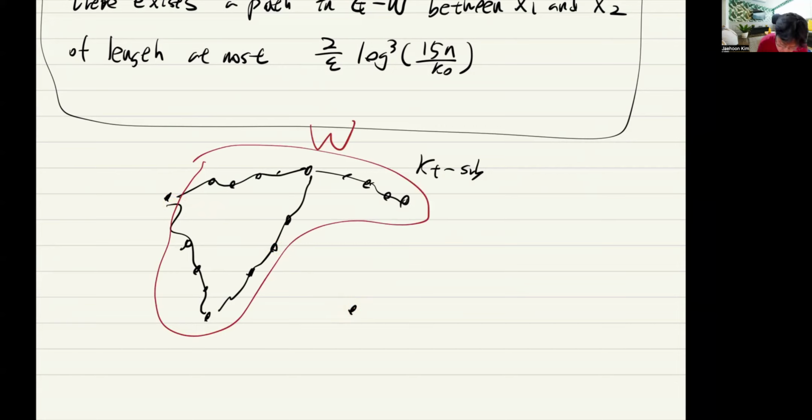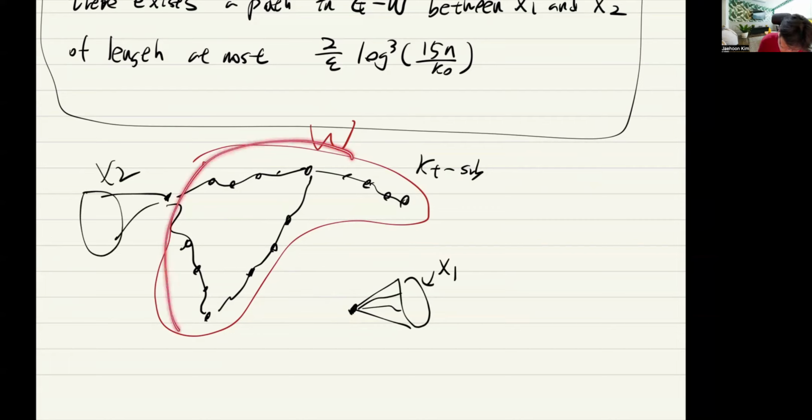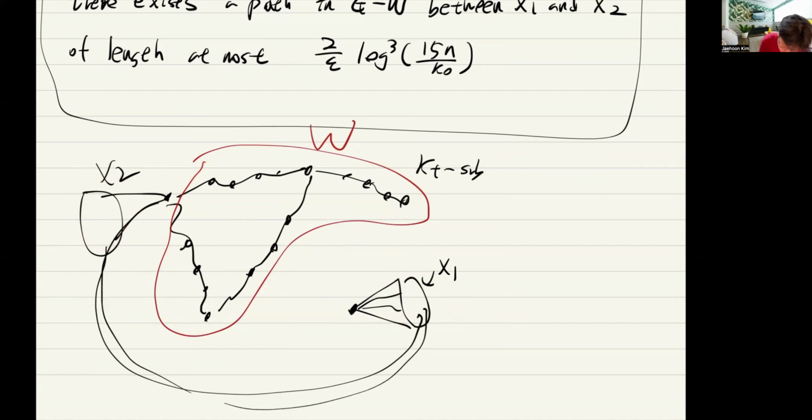This is one vertex, but somehow you show that this is connected to this large set X1, and this is connected to large set X2, so that W is much smaller than X1 and X2. And this lemma shows that there is a path here which does not use any of the previous vertices. And you can keep doing that until you find the subdivision of K_t.